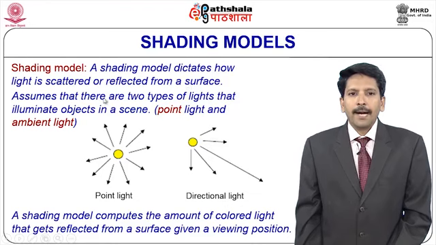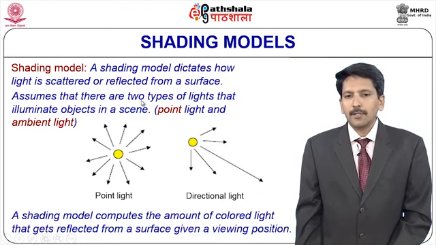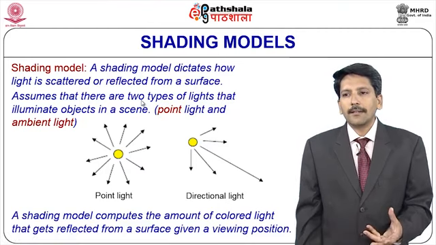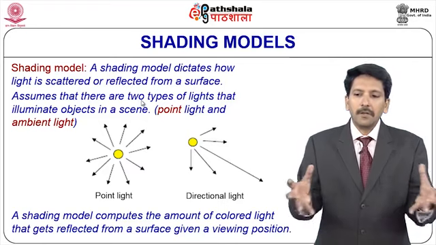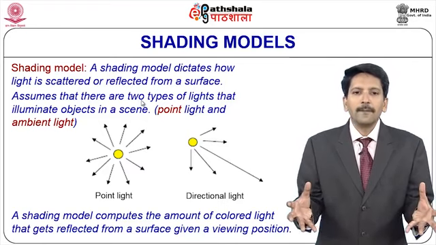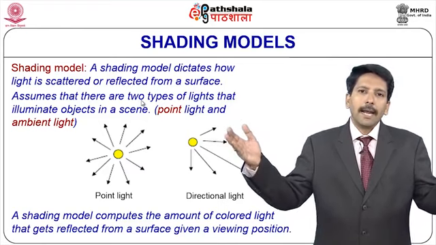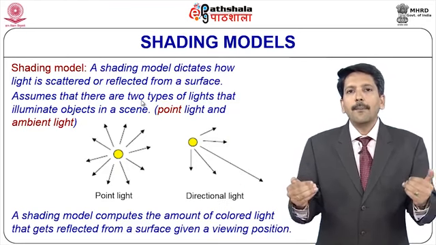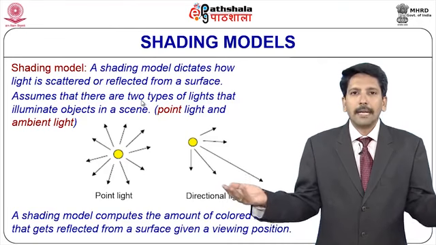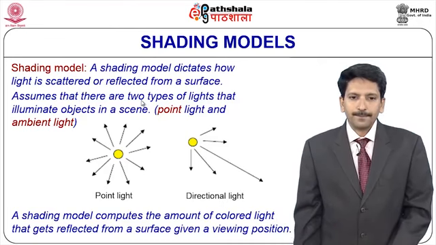Assume that there are two types of lights that illuminate objects in a scene. For simplicity, we can assume that the world is illuminated. The world here means the imaginary 3D world, illuminated by lights from external sources, which can be point lights or ambient light, like daylight.